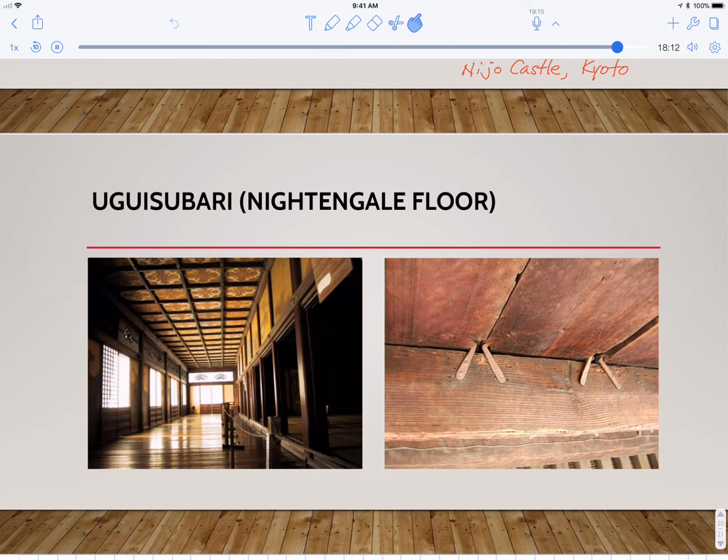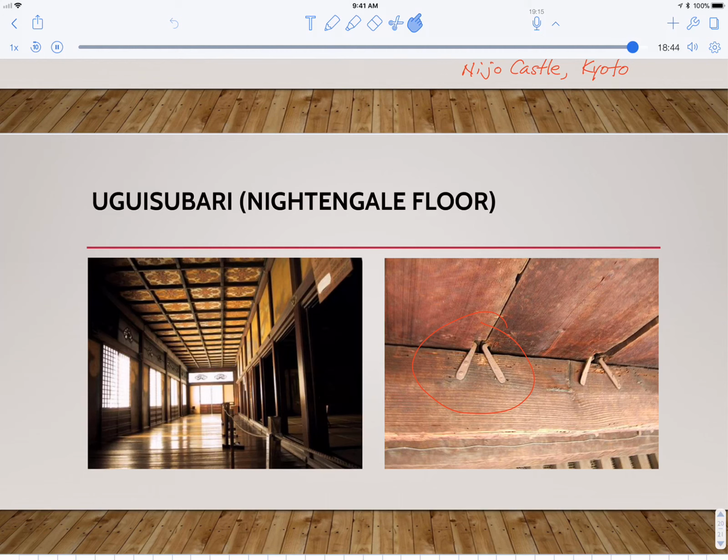We don't want our floors to squeak. Well, if you go to Nijo Castle in Kyoto, they have this hallway here, and it's called the Uguisubari floor, or the Nightingale floor. And when you walk on this floor, it squeaks. It goes eek, eek, eek. And if you look underneath it, it has these special things here under the floor to squeak on purpose. They purposely make this floor squeak.